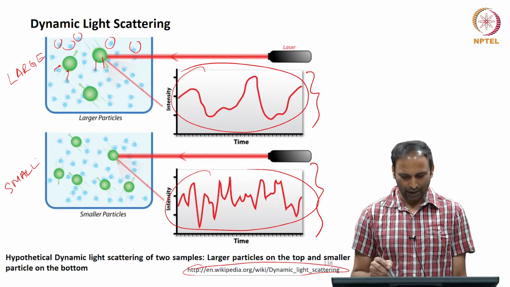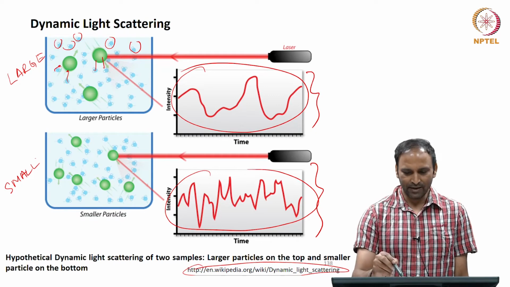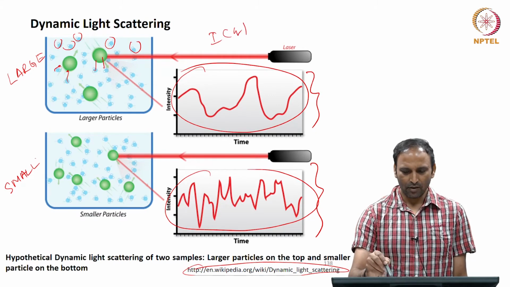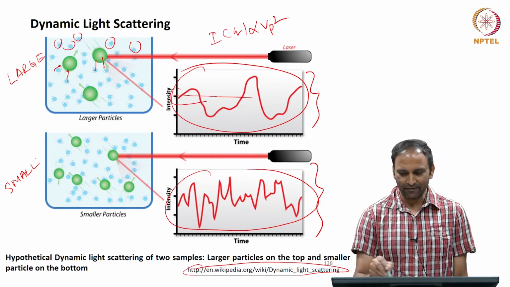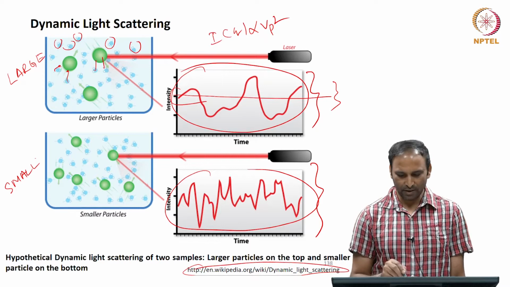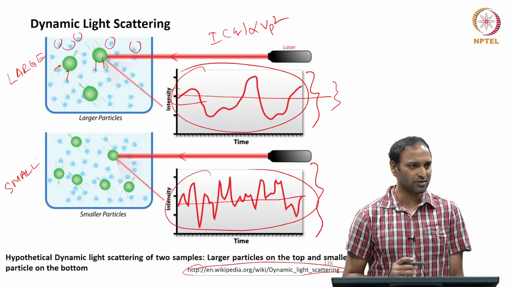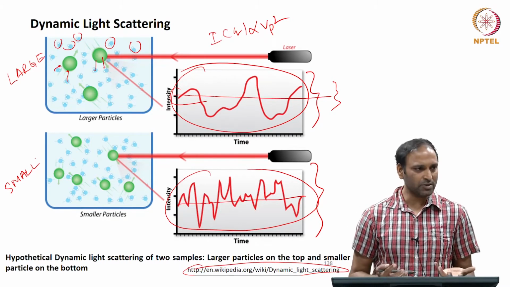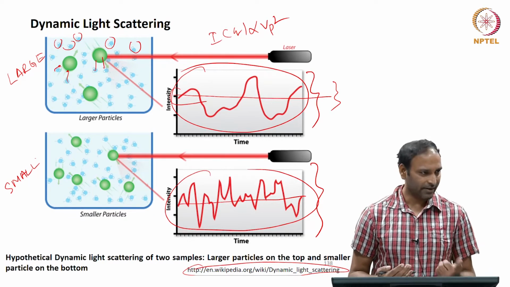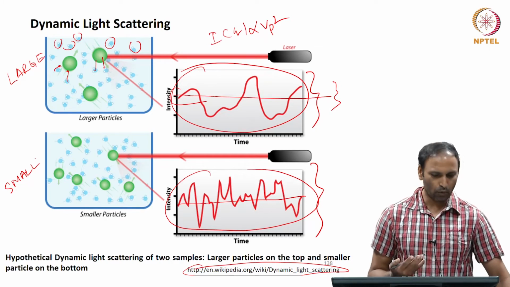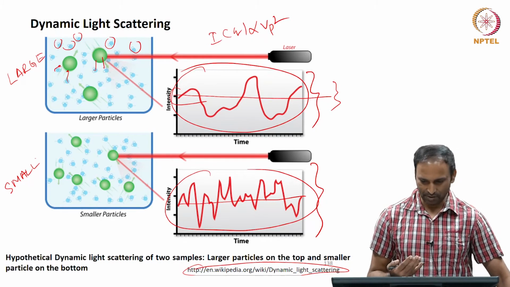Of course, what is not apparent in this is that I said your scattered intensity goes as the volume of the particle squared. Therefore, if I were to look at the average value of the intensity, this will be much larger for this compared to what you would see for this. So when you do your experiments, you can look for all these things so that you get an idea as to whether what you are measuring is something reasonable or not.